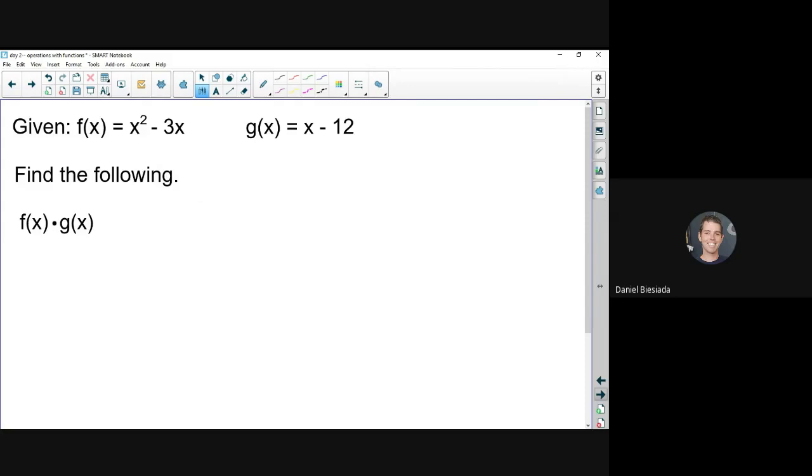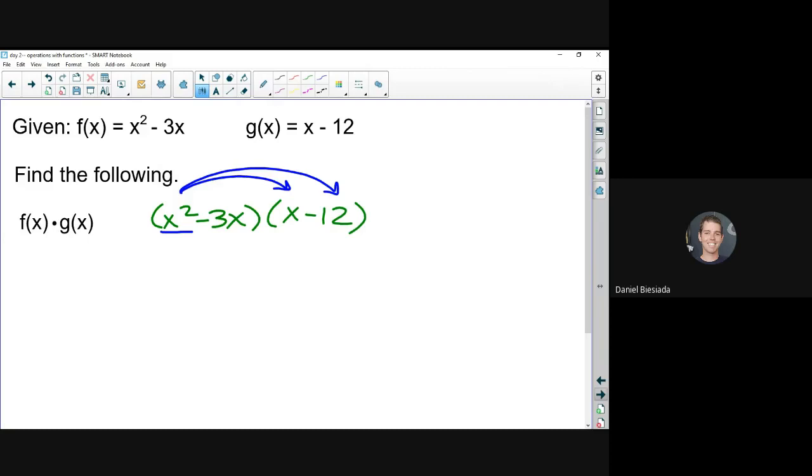In our second problem here, these functions are actually the same ones we've used before. We've got f of x equals x squared minus 3x, and g of x is x minus 12. Now, as we said before, I'm going to put both of these functions in parentheses before I multiply. And that's just a reminder that I need to distribute all the way through. So as I get set up for this one, I'll start by distributing the x squared to both terms.